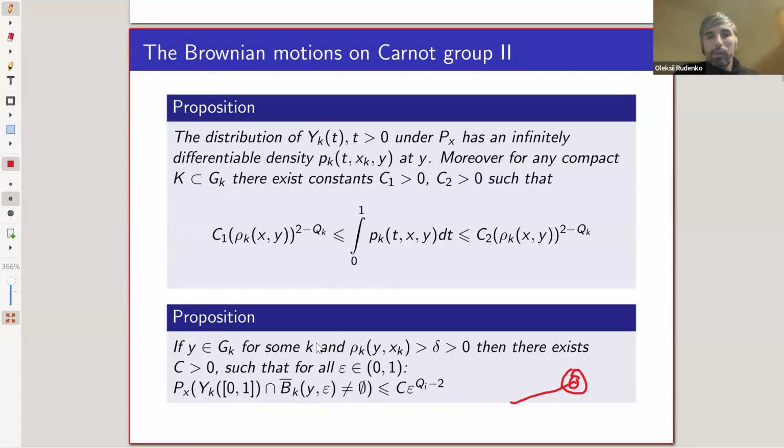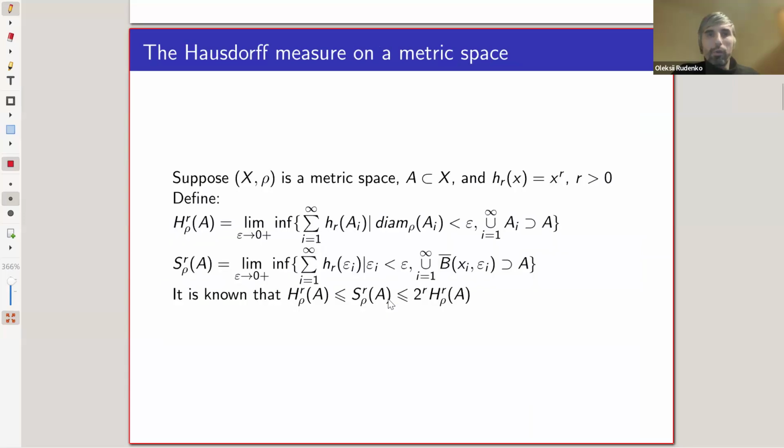Okay, so this is what I need from the process. Now, what do I want to do? I want to consider Hausdorff measures. We have a general definition of Hausdorff measure on a metric space, and even more generally, instead of h(r), we can take any positive function that converges to 0 at 0. So then it is the standard definition.